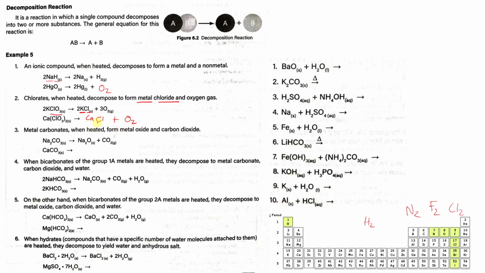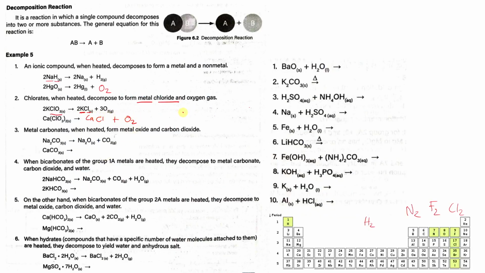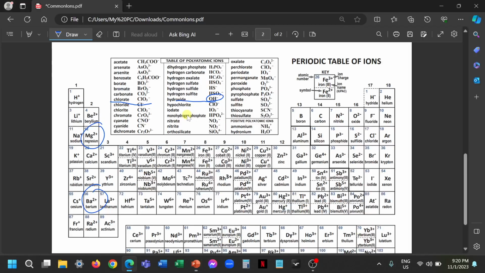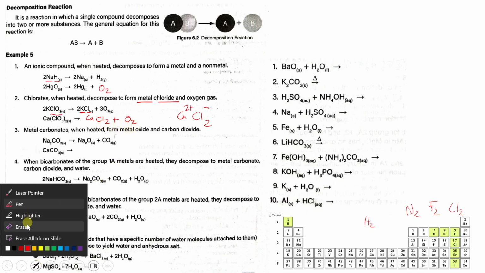So for calcium, the charge is positive 2. And let's put it here. The charge of calcium is positive 2, and then for Cl, that is negative 1. So it's net neutral because we have negative 1 coming from the Cl, then positive 2 coming from the calcium. So to balance this or to neutralize this one, we need to have two Cl. So the formula for this compound is CaCl2. We have CaCl2 plus oxygen gas.